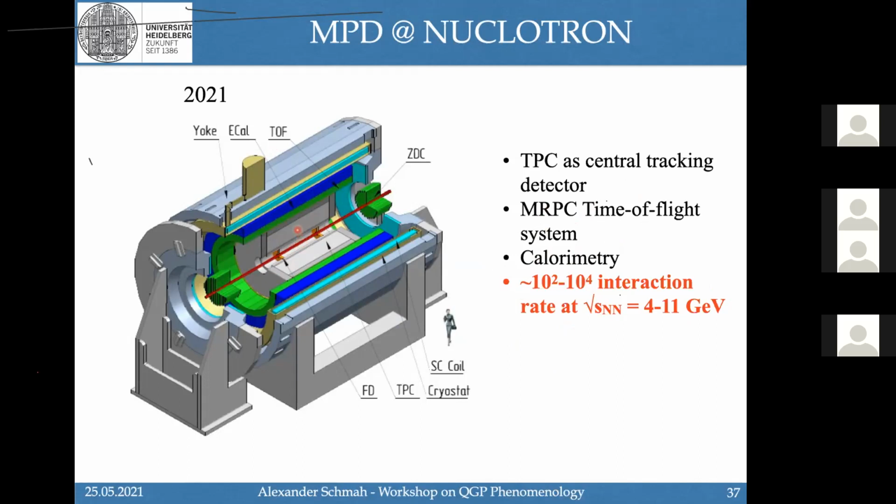The acceptance is not really changing with energy, and it's actually doing an energy scan from 4 to 11 GeV with large interaction rates. So significantly larger compared to what STAR can do at the moment with a beam energy scan. And this is what the collider was actually optimized for. 5 minutes, okay.